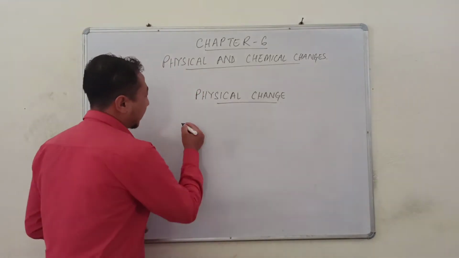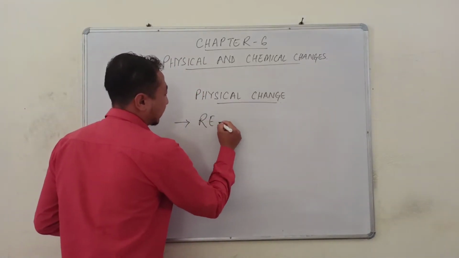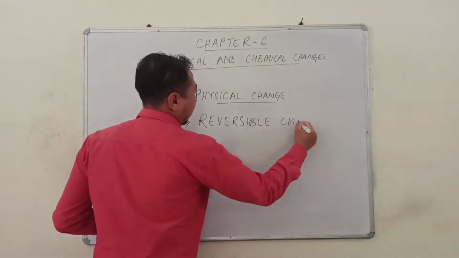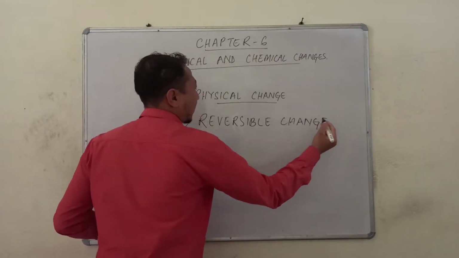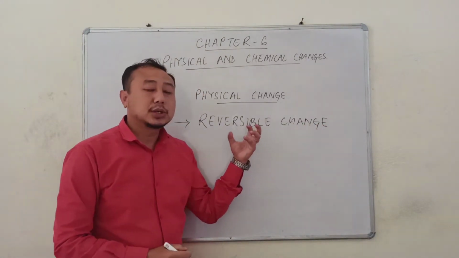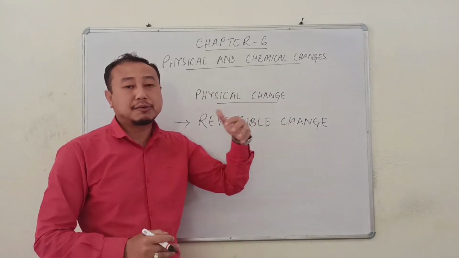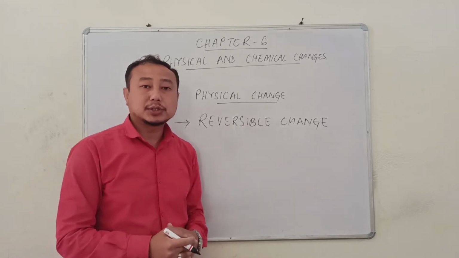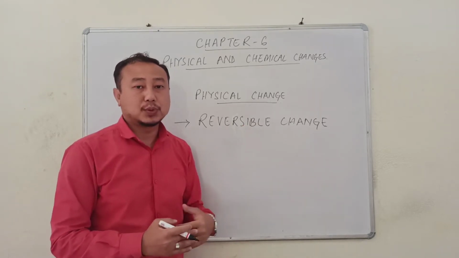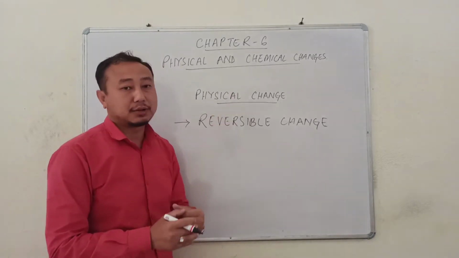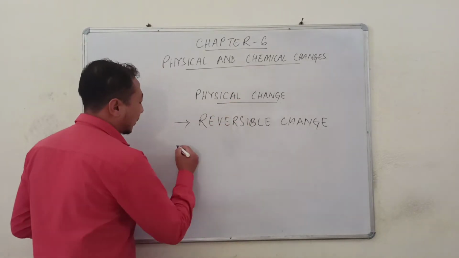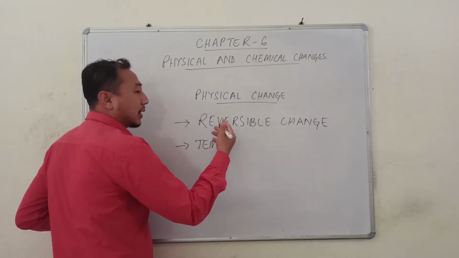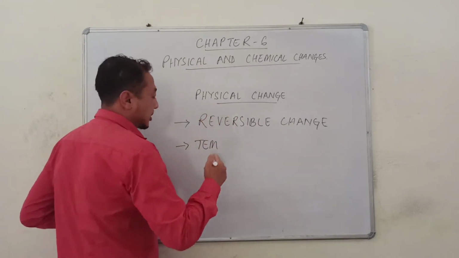A physical change is also known as a reversible change. This is called a reversible change because the physical change can be reversed back. We will discuss why the physical change is known as a reversible change by taking some examples afterward. Let us see some more things about the physical change. This change is also known as a temporary change. It is because as it is reversible, it can be brought back, so the change is temporary.